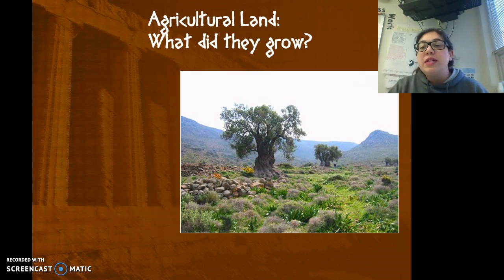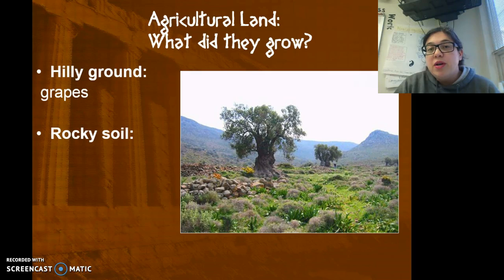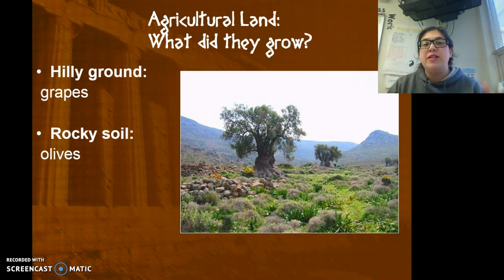Okay. So let's talk about what they ate. In the agricultural land around the city-states, they grew different crops depending on what the soil and the land was like. So in the hilly ground, they grew grapes. Grapevines can grow in this hilly area. They're okay with that. They don't get eroded away. In the rocky soil, they grew olives because olive trees have roots that can get through those rocks. They're super strong, so olives can still grow even when it's rocky.